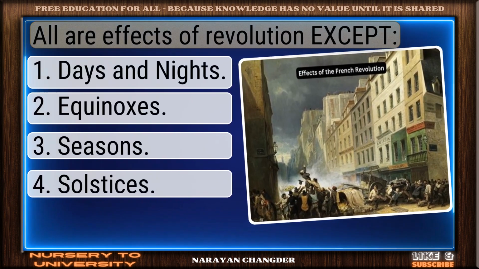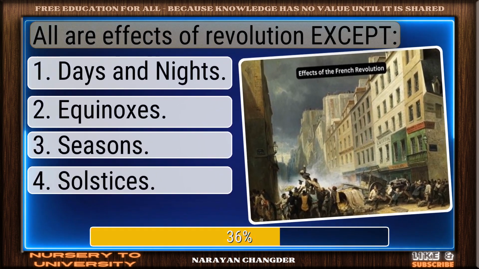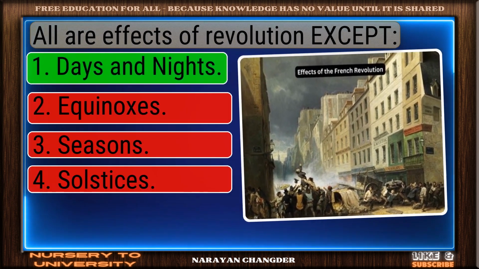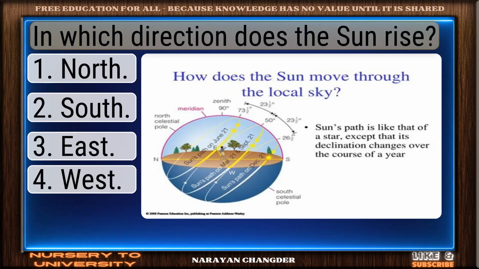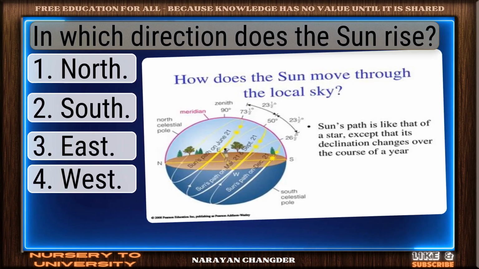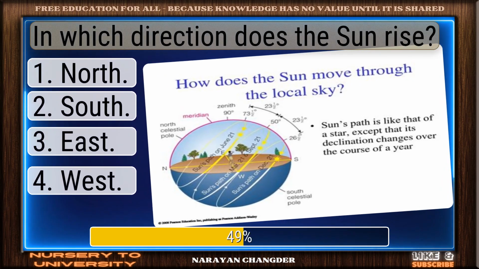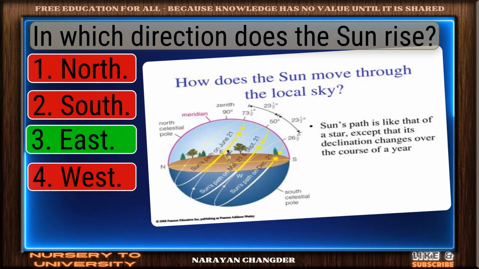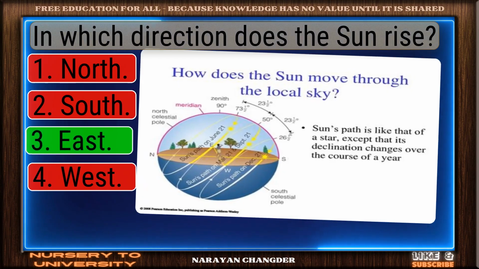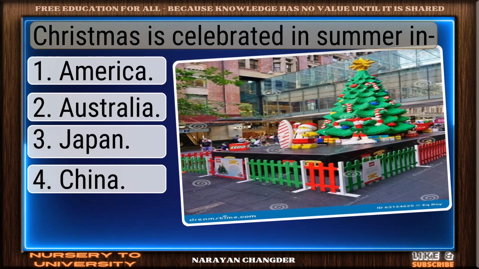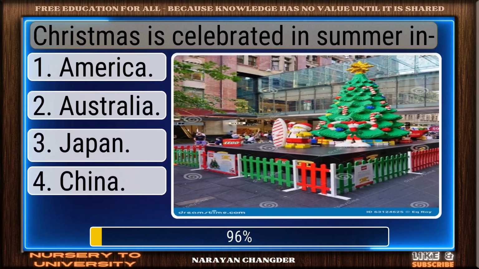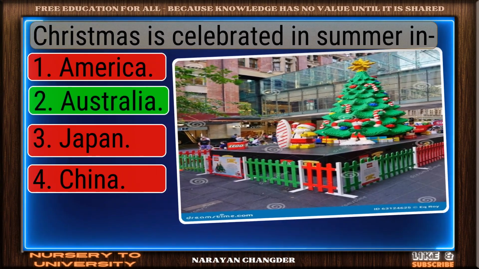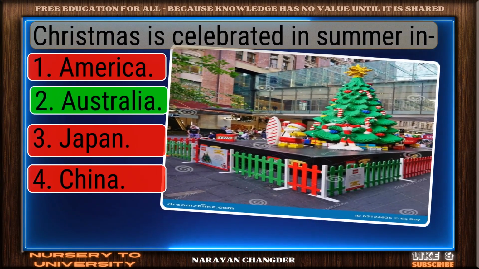All are effects of revolution except... Solid response. Days and nights is a valid choice. In which direction does the sun rise? Correct response. East is the most accurate answer. Christmas is celebrated in summer in... Great thinking. Australia is the right choice.